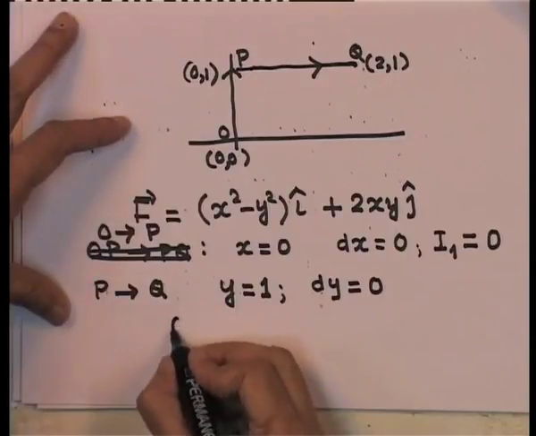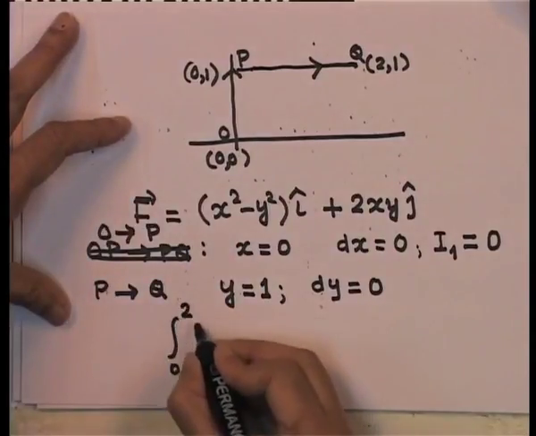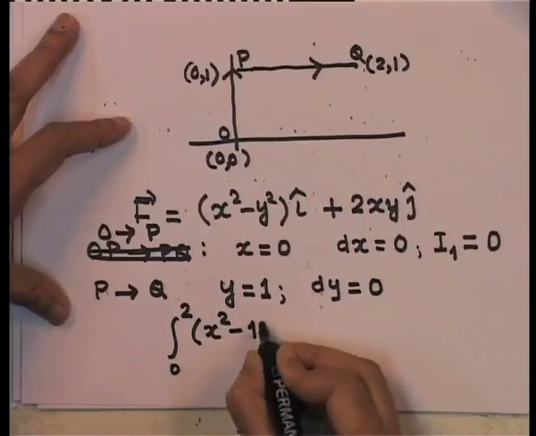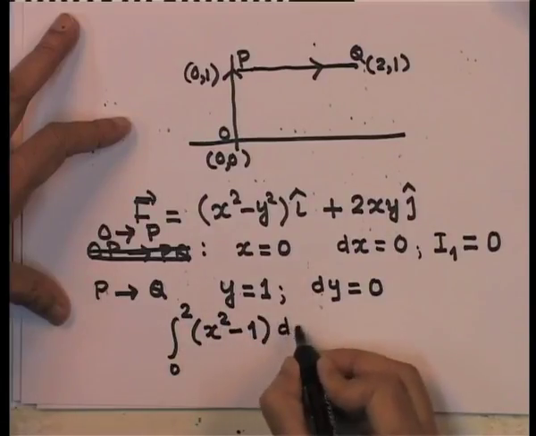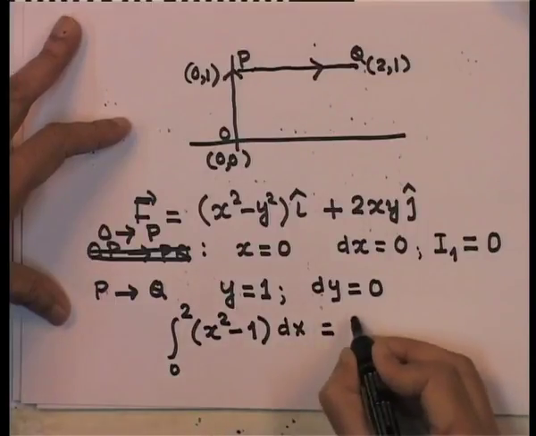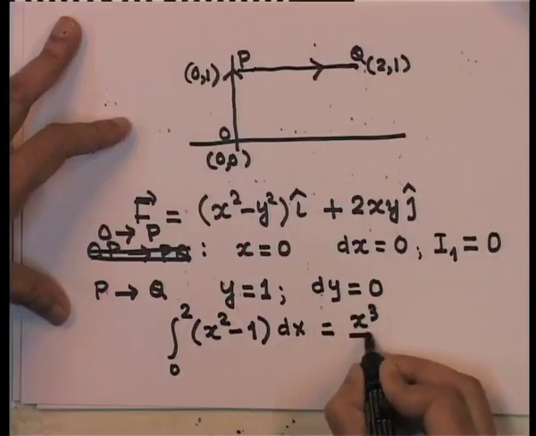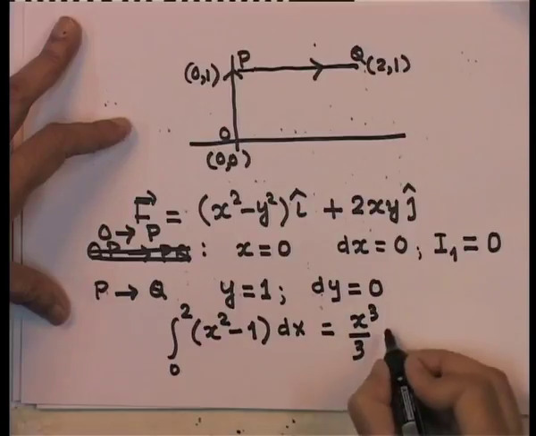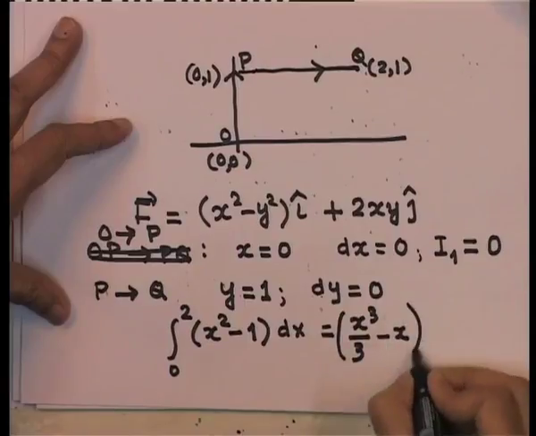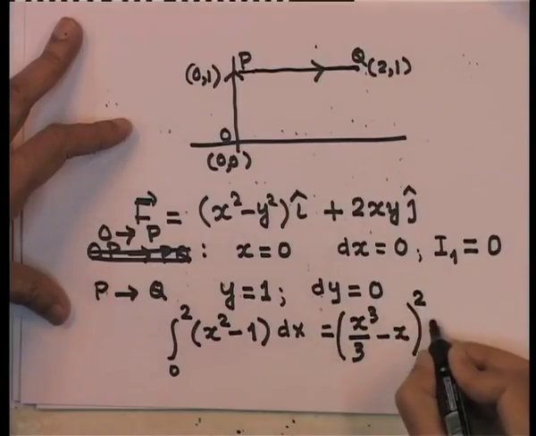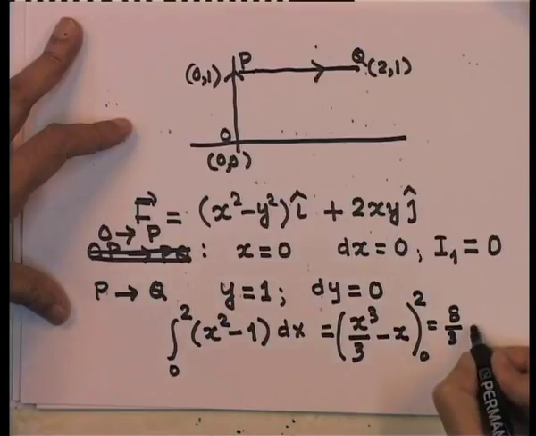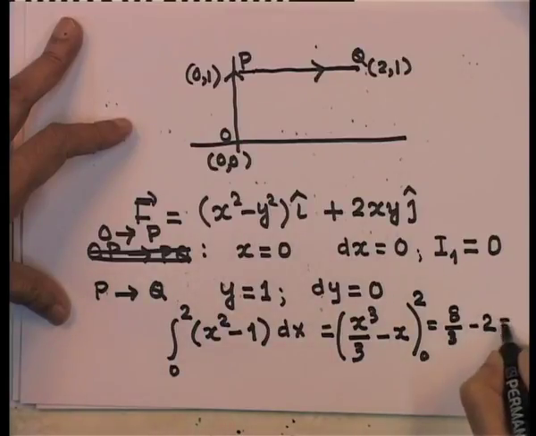So, this is simply the integral from 0 to 2 of x square minus y square, which is 1, dx, and this is equal to x cube by 3 minus x evaluated from 0 to 2, which is 8 by 3 minus 2, which is equal to 2 by 3.